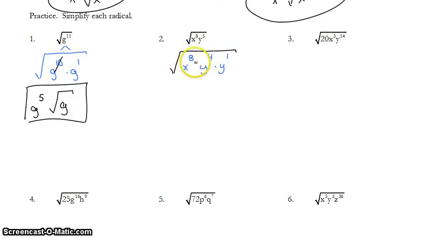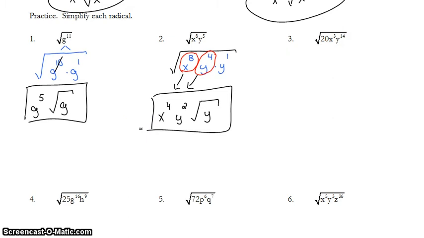Now I have 2 variables with even exponents. This is an even x to the 8th. That gets pulled out and made x to the 4th. This is an even y to the 4th. That gets pulled out and made y to the 2nd. I cut my exponents in half. Since y to the 1st is left over, no pair, it stays inside. I can put the exponent of 1 if I want, or not. I don't have to.